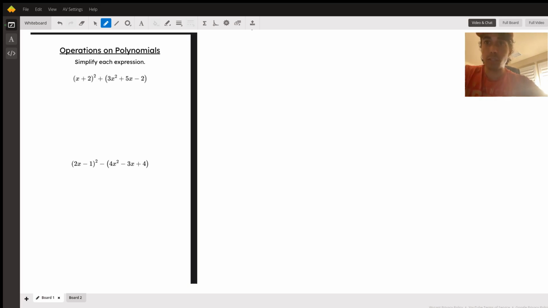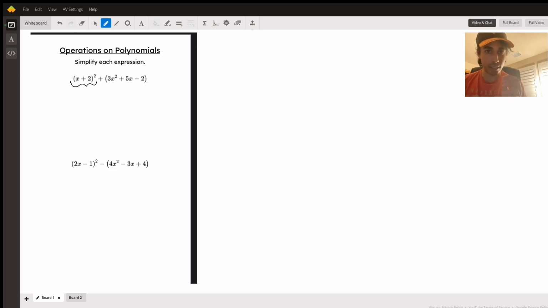All right, so simplifying here. First thing you want to look for: exponents. Exponents that are on an entire binomial or an entire polynomial inside of a set of parentheses. When we've got a set of parentheses with an exponent on the outside of it, that's what you want to look for first. That's the first thing I'm noticing right here: this x plus 2 is being squared.